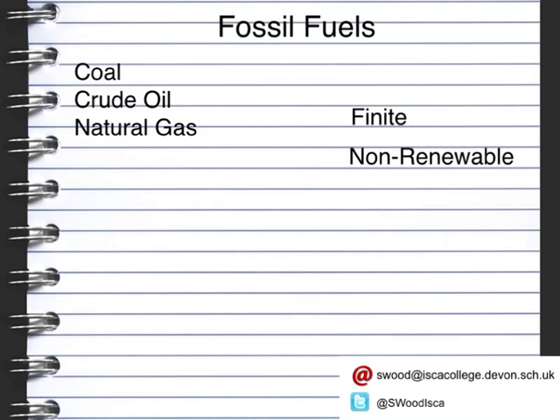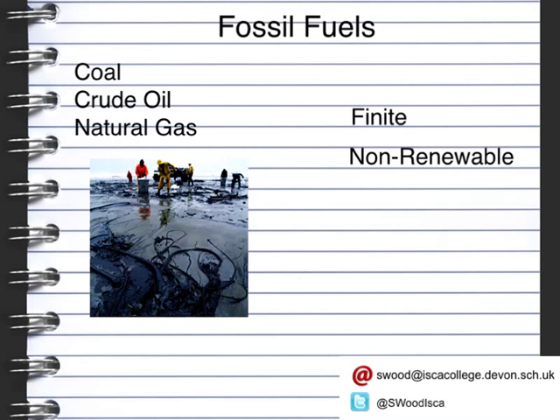Now, as we've seen from this picture here, crude oil can actually leak into the surface of the earth from where it originally is, which is the Earth's crust. Now you can see here that the crude oil is in fact a very thick, black, sticky liquid.